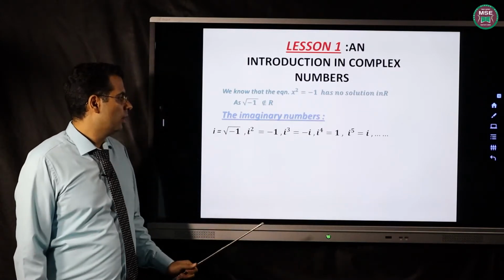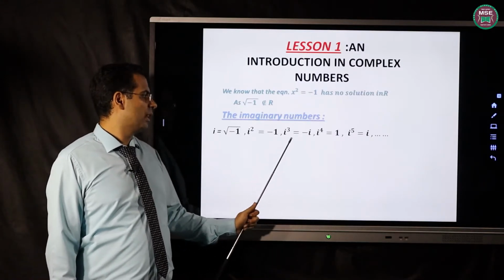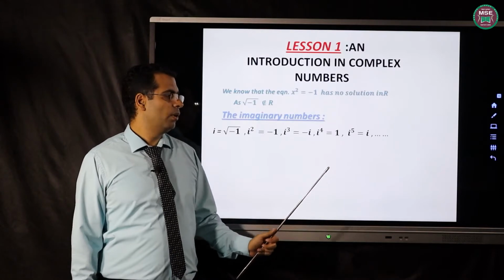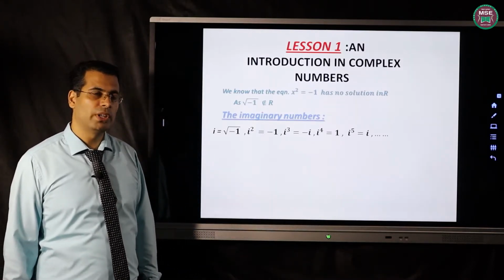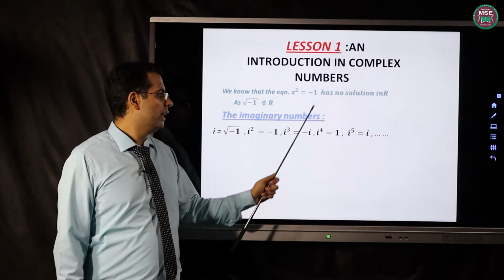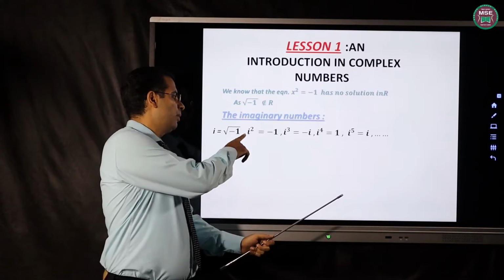i power 3 is i times i power 2. i power 2 equals negative 1, times i gives me negative i. i power 4 equals i power 2 times i power 2, negative 1 times negative 1 gives me 1, and so on. It's cyclic. i power 5 gives me i. i power 6 gives me i power 2.